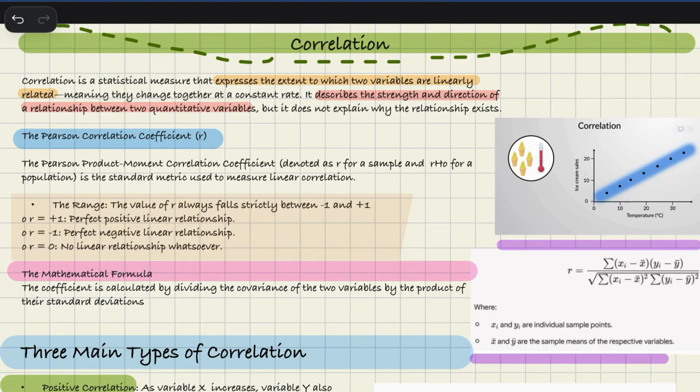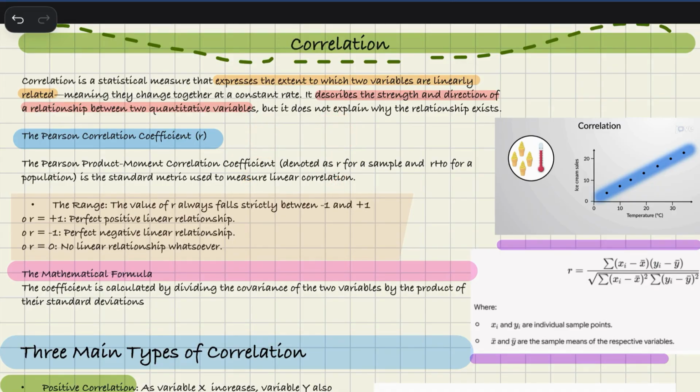Now we are going to pivot to looking at how variables interact with each other. So we'll be talking about correlation. By definition, correlation is a statistical measure that expresses the extent to which two variables are linearly related. This means they change together at a constant rate. When we talk about correlation, we are describing two things, the strength and direction of a relationship between two quantitative variables.